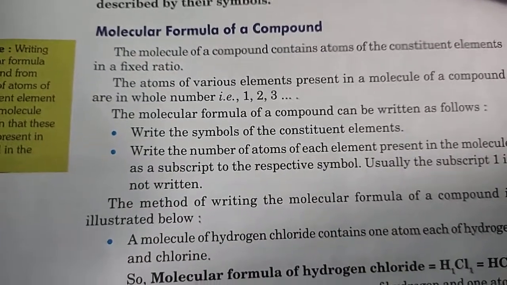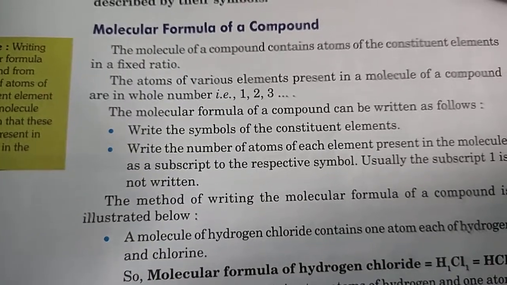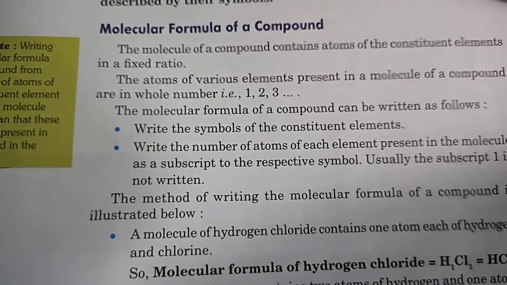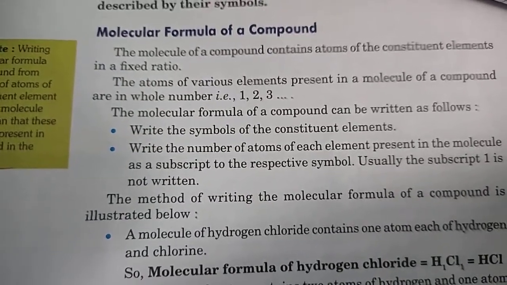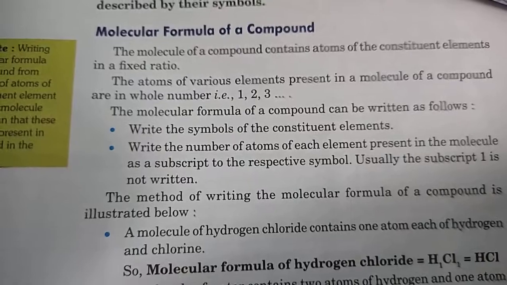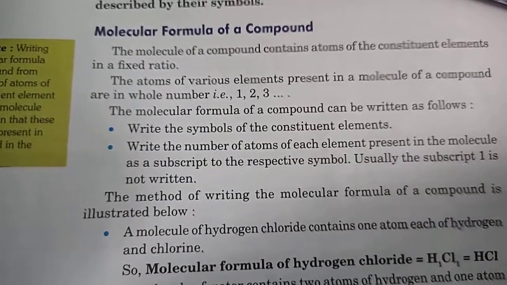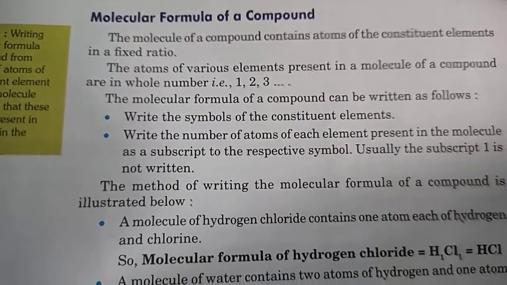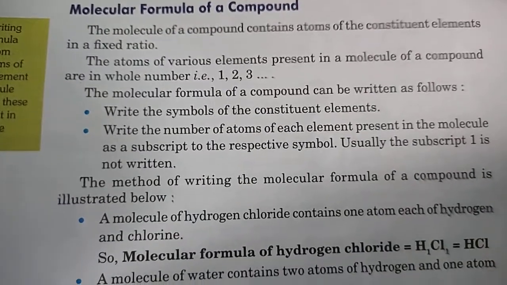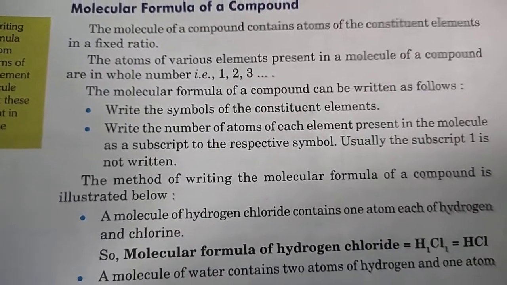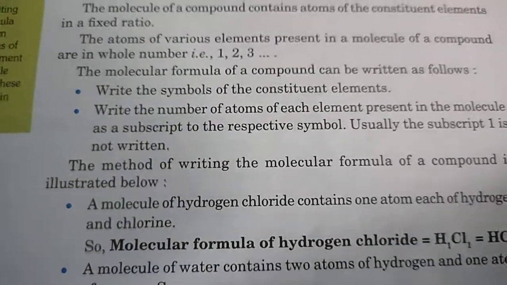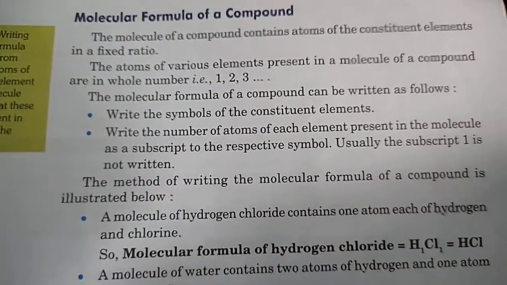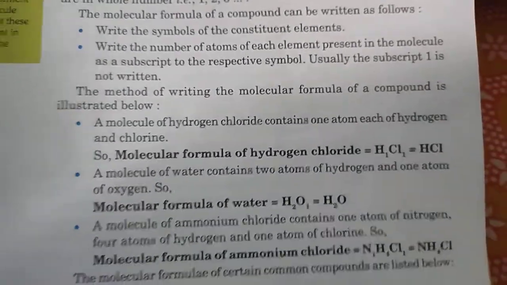Now we will see the molecular formula of a compound. The molecule of a compound contains atoms of the constituent elements in a fixed ratio. That means different elements it will contain in a fixed ratio. Okay. So atoms of various elements present in a molecule of a compound are in whole numbers, that is 1, 2, 3 like that. Now the molecular formula can be written as you can see here.